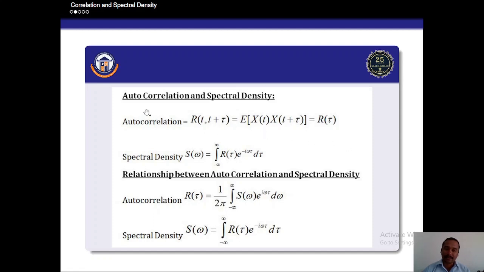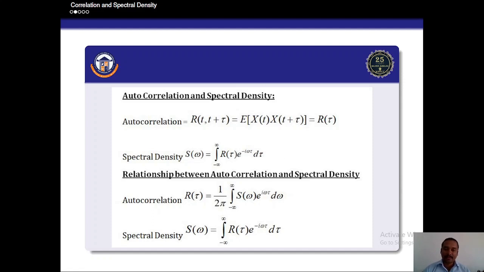Now come to the definition of autocorrelation. The autocorrelation of a random process X(t) is defined by the expectation of the process at two different times. It is E[X(t) X(t plus tau)], denoted by capital R(tau), where tau is the time difference. Then the spectral density is defined by the formula: integral over minus infinity to plus infinity of R(tau) e^(minus i omega tau) d tau.